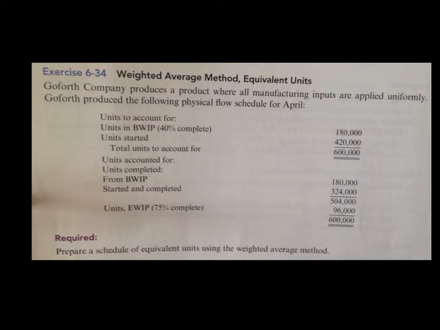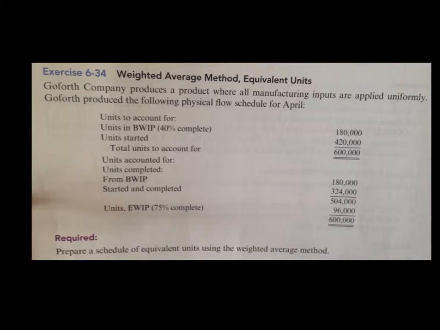Units to account for, which are units in beginning work in process, 40% complete, 180,000. Units started, 420,000. Total units to account for is 600,000. Units accounted for, which includes the units completed from beginning work in process, 180,000; started and completed, 324,000; and units in ending work in process, 75% complete, 96,000, which is total units accounted for, which I added in my demonstration of this exercise, 600,000.